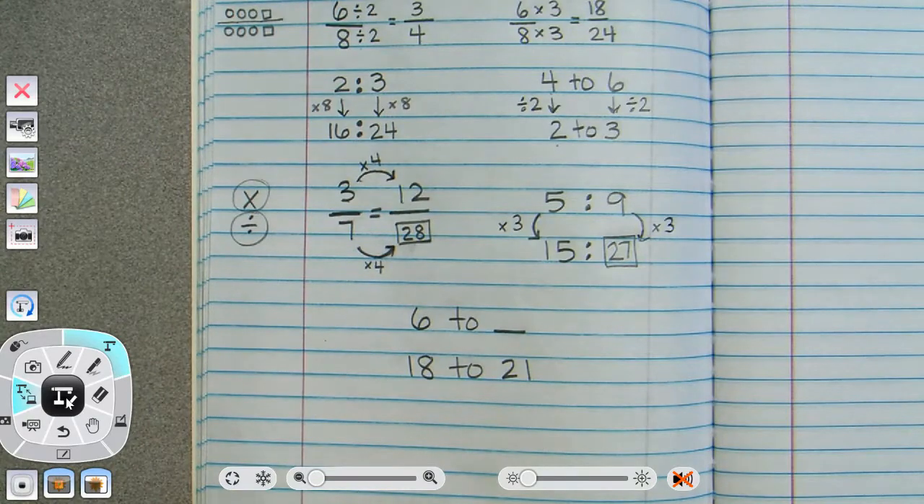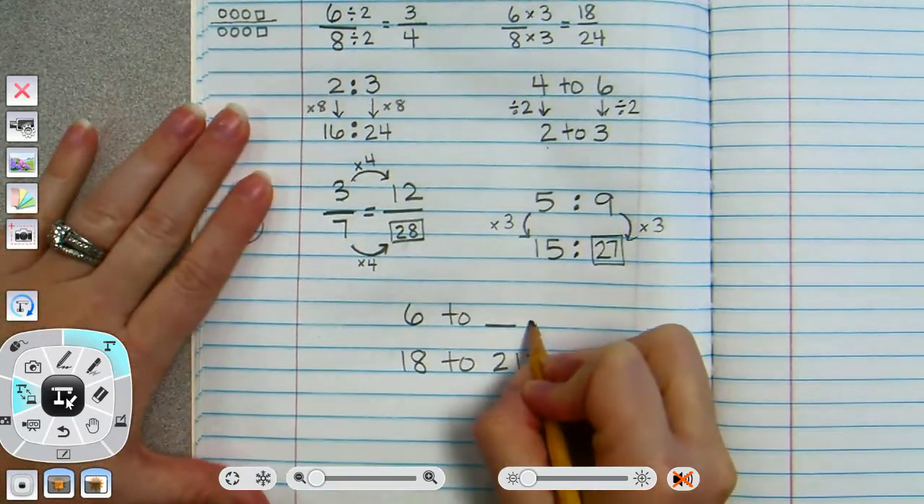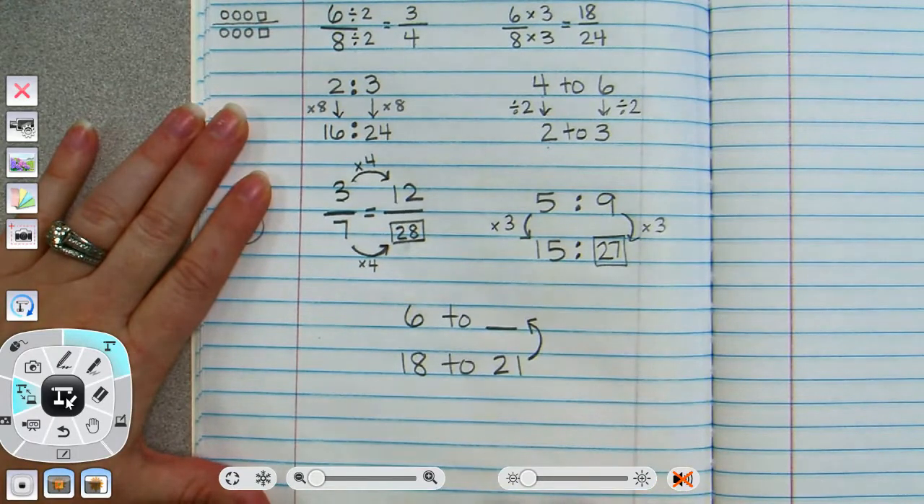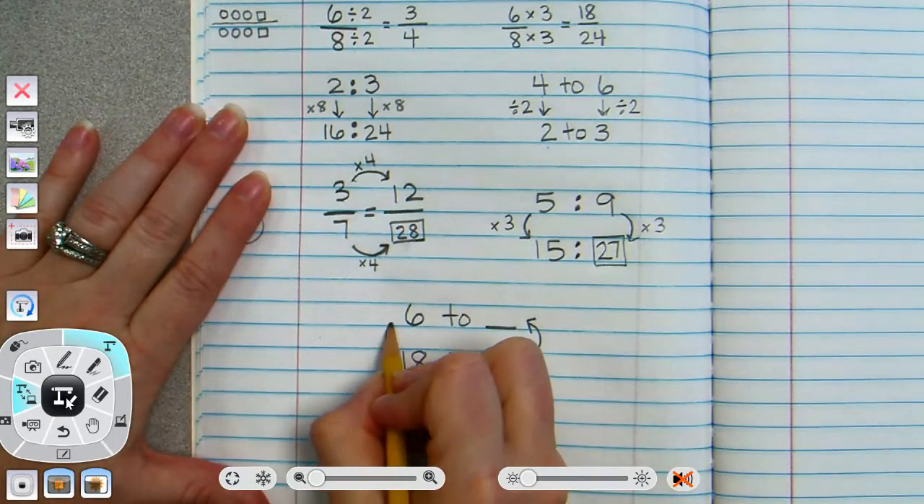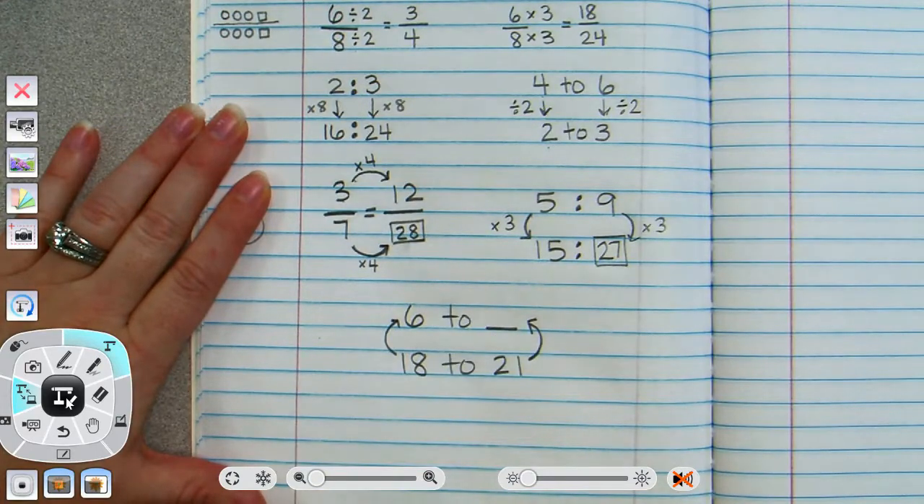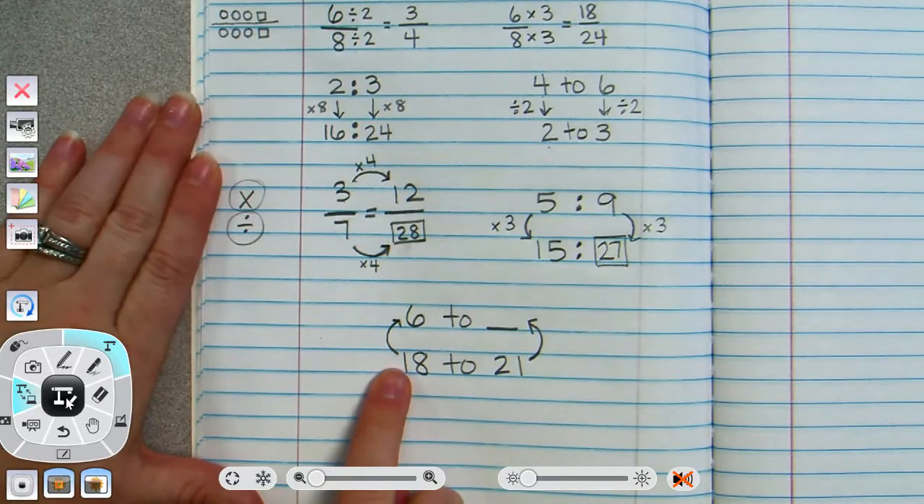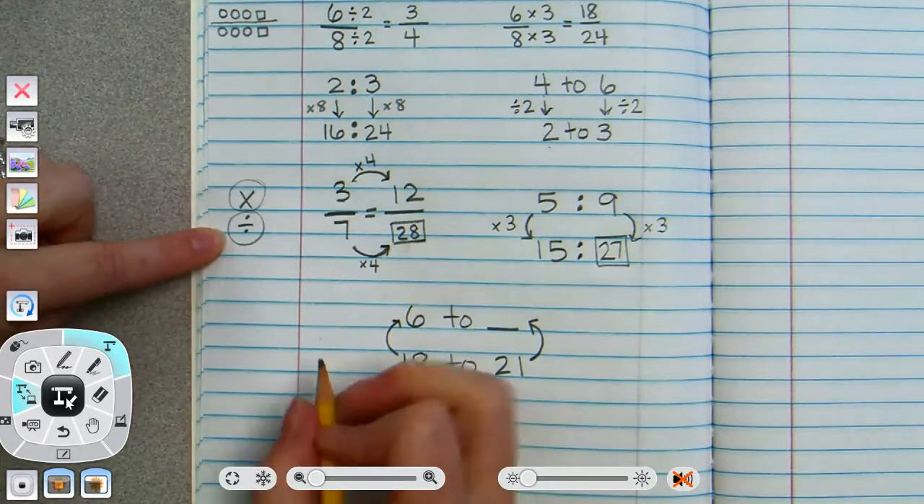I like to draw my arrows so they land in the empty spaces. So I'm going to draw an arrow and land up here in this missing space. I'm going to draw an arrow from the 18 up to the 6. So I'm going to look at 18 and 6 to figure out what's happening. How do I get from an 18 to a 6 using a math fact? Well, since it got smaller, I know it's a division fact.